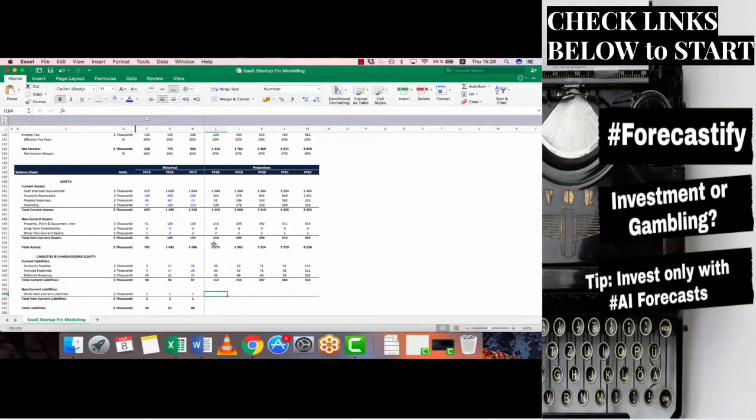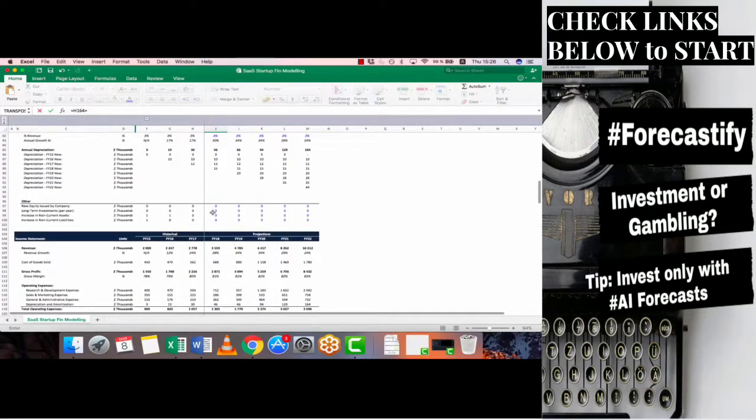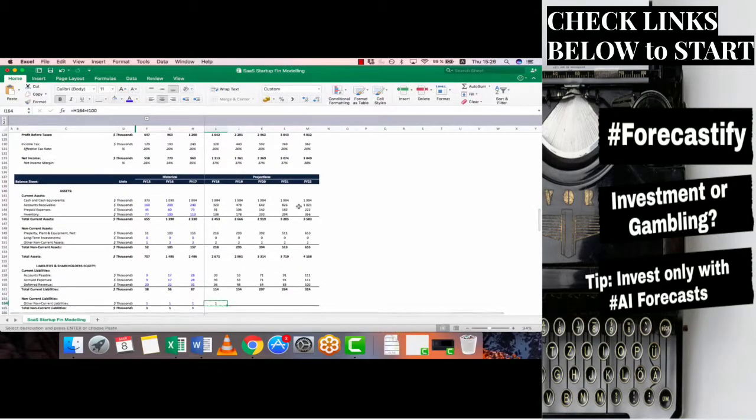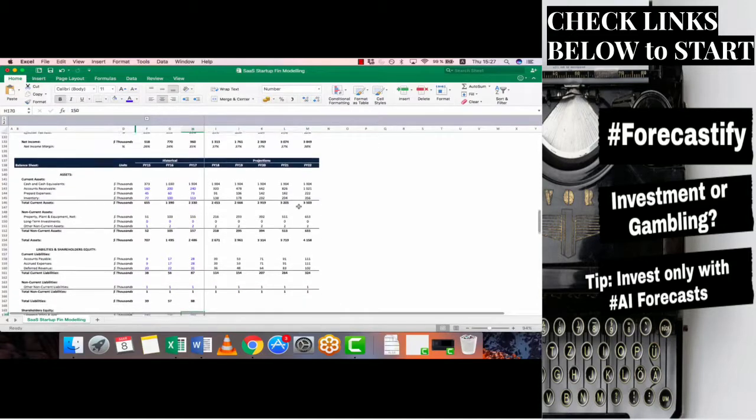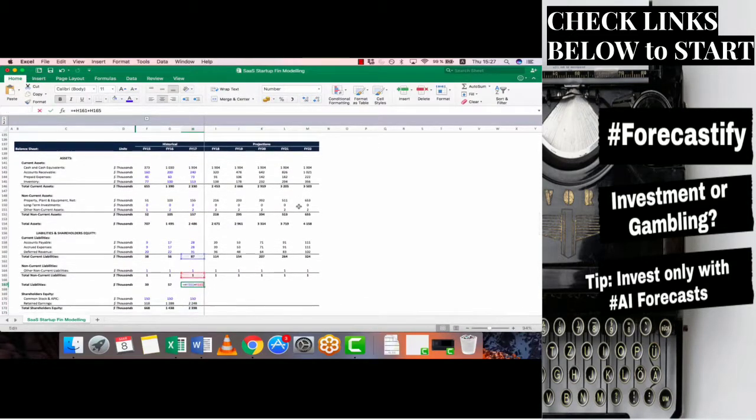Other non-current liabilities, exactly the same as what we've done with other non-current assets and long-term investments. We're taking the previous number and adjusting it for the delta that we've assumed. It's 0 here, so copying this across, and copying this formula. Here we are, total liabilities. It's a formula, copying it.